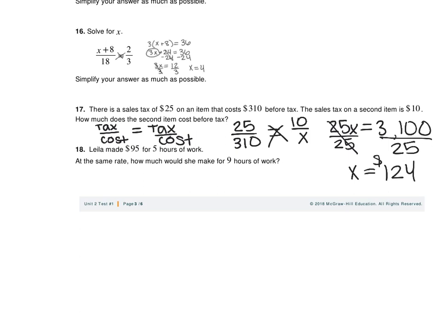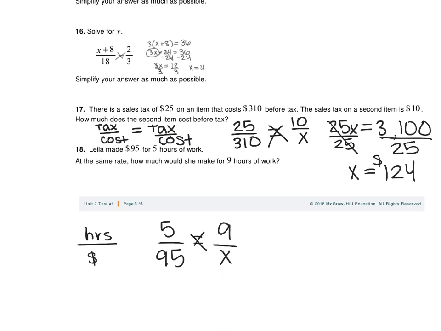Problem 18 says Layla made $95 for 5 hours of work. At the same rate, how much would she make for 9 hours of work? So we're going to have our hours over our pay. So that leaves us with 5 hours for $95, and that's our rate there. We want to know how much if she works 9 hours. So you want your hours over your money on both, over x.